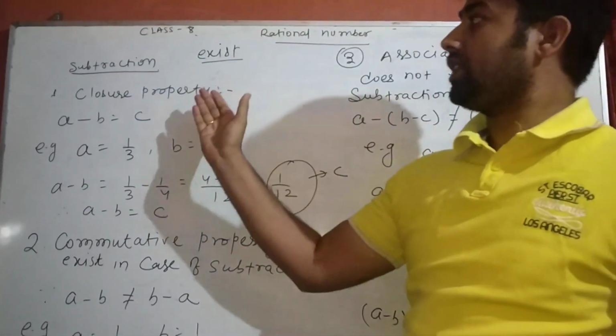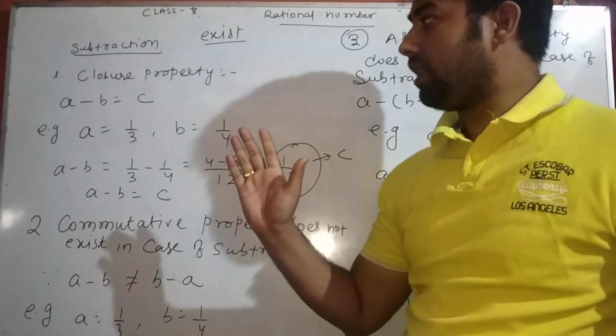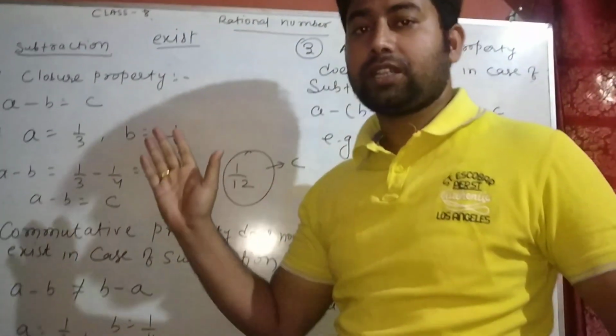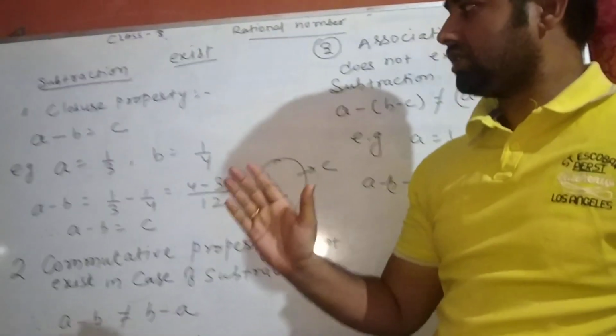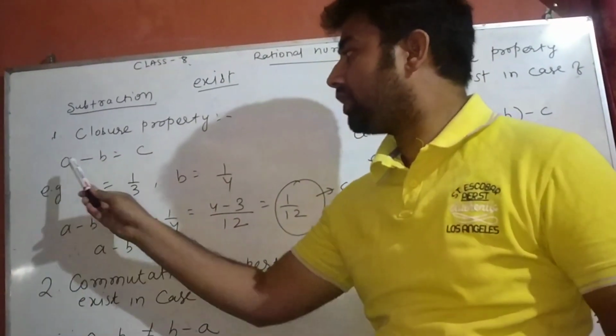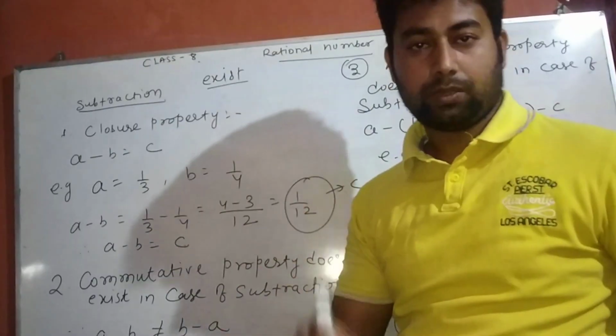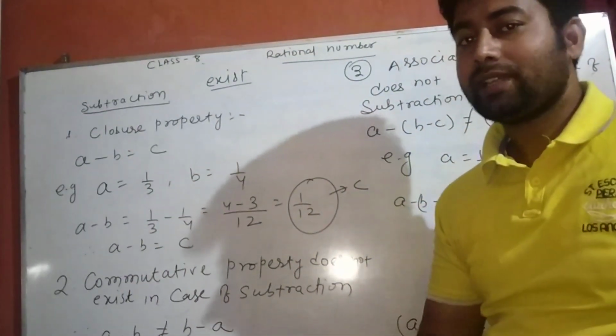The first property of subtraction is the closure property. So what happens in case of subtraction? The first property is the closure property, and it states that the difference of two rational numbers is always a rational number. So how do we verify this property?